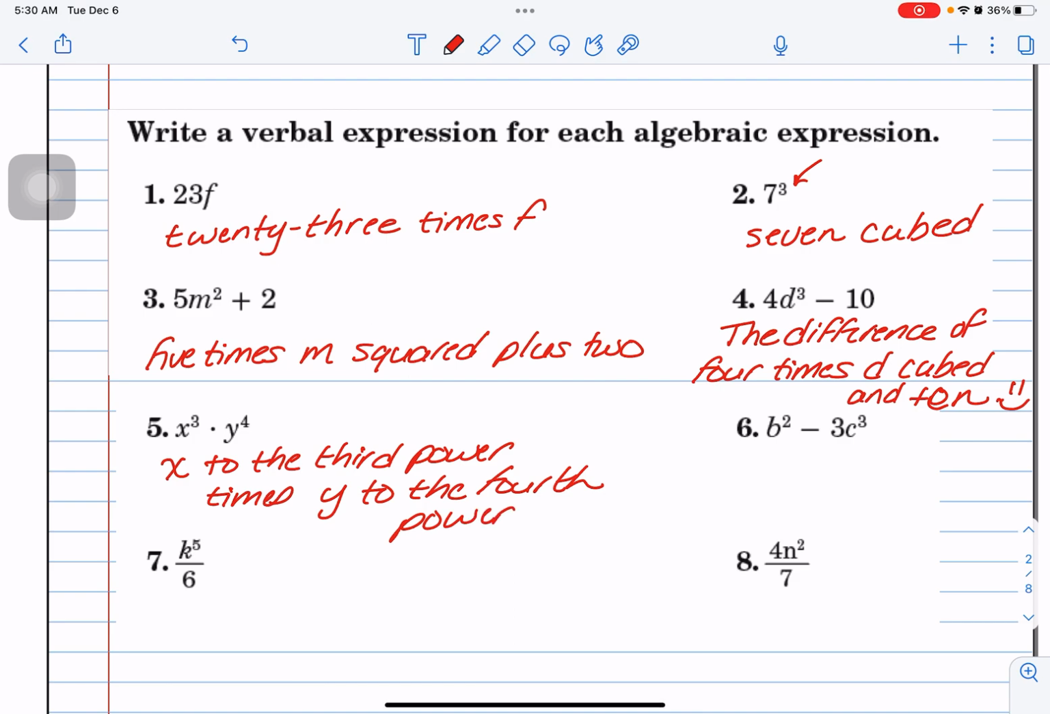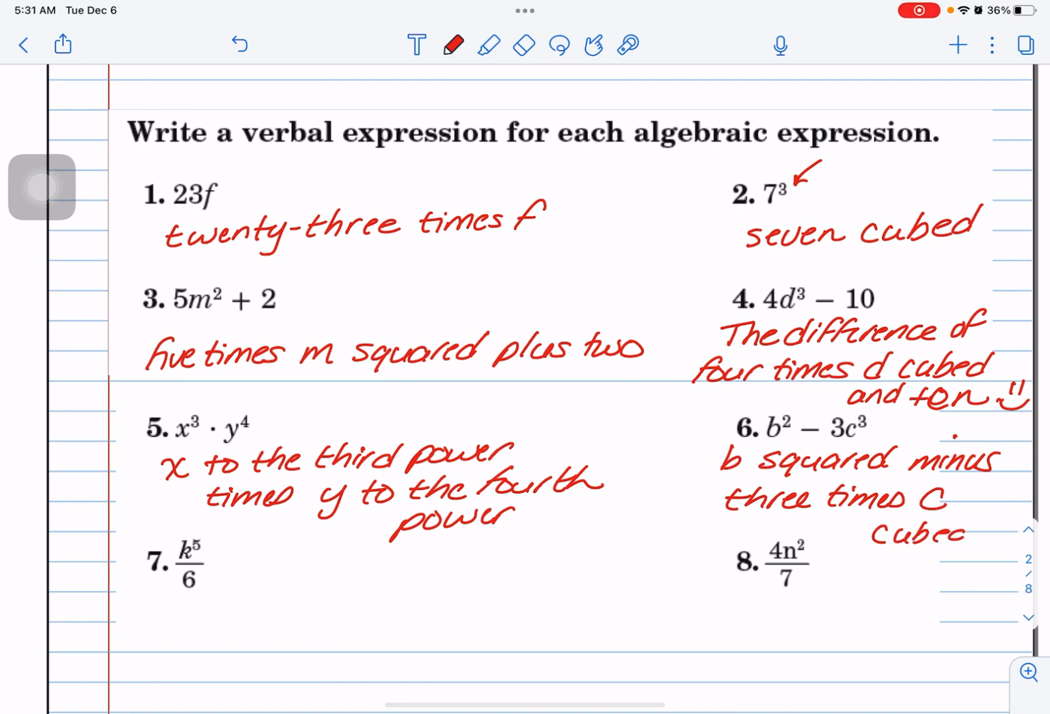Number 6, we got lots of powers in here. I might say b squared minus 3 times c cubed. Or I could say b squared minus the product of 3 and c cubed. So you can see there are differences you can have for them.